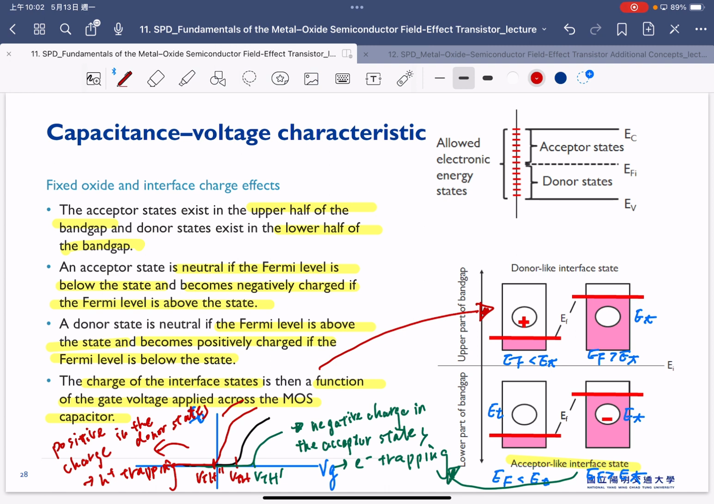So anyhow, this trapping in the interface state gives us a problem to precisely determine our IV characteristic, especially to precisely determine our threshold voltage. So that can give us a problem for further semiconductor applications.